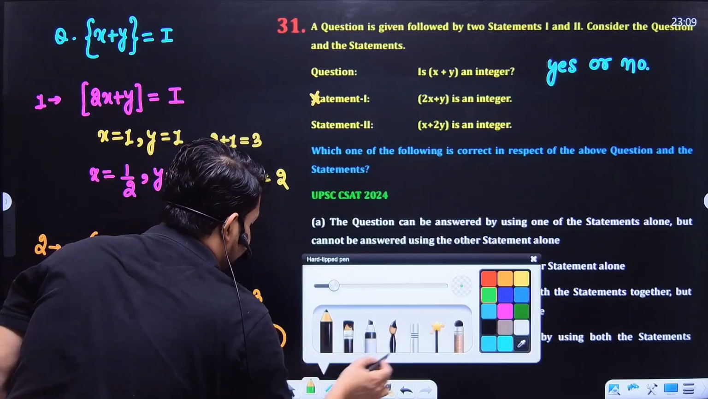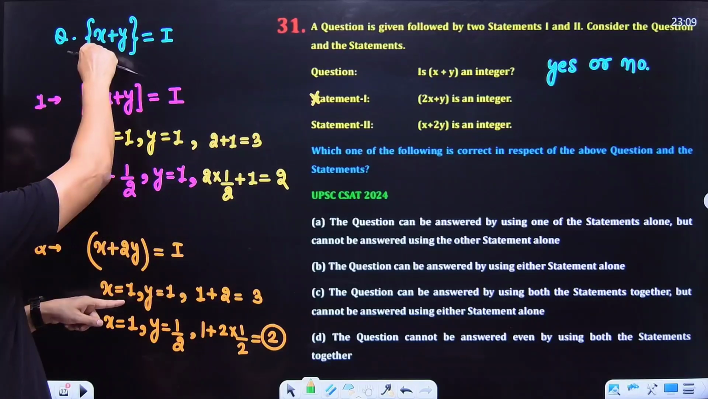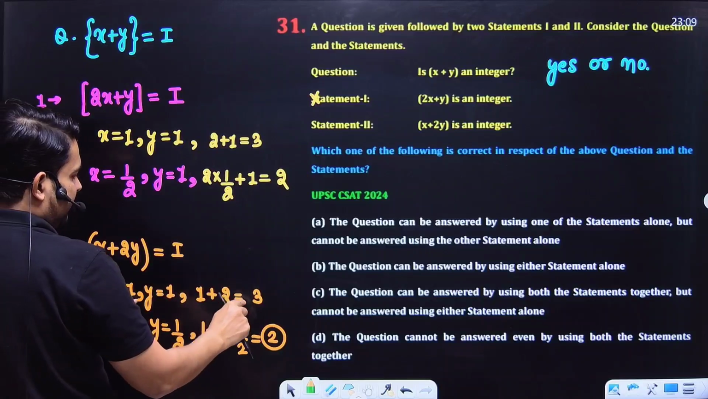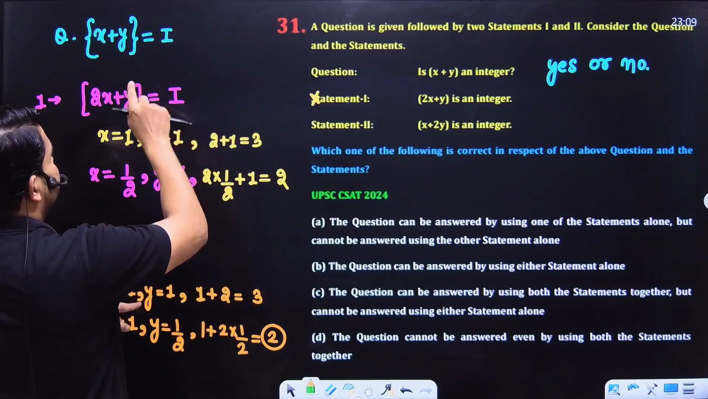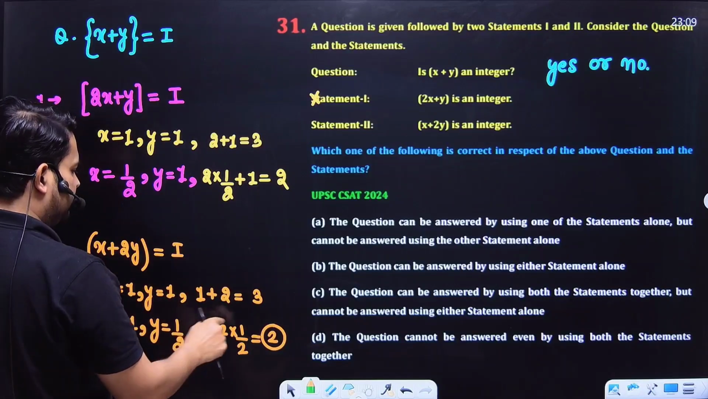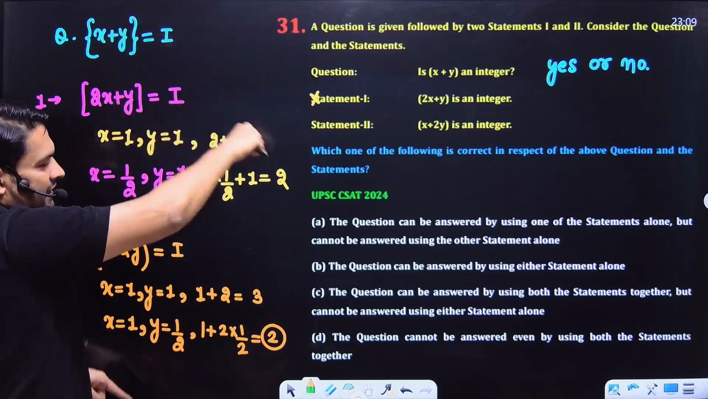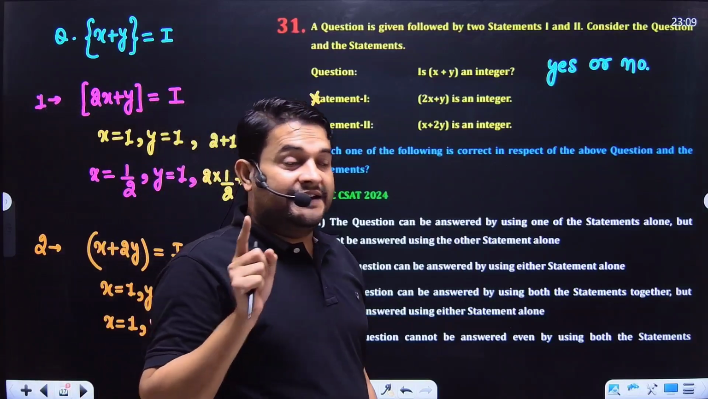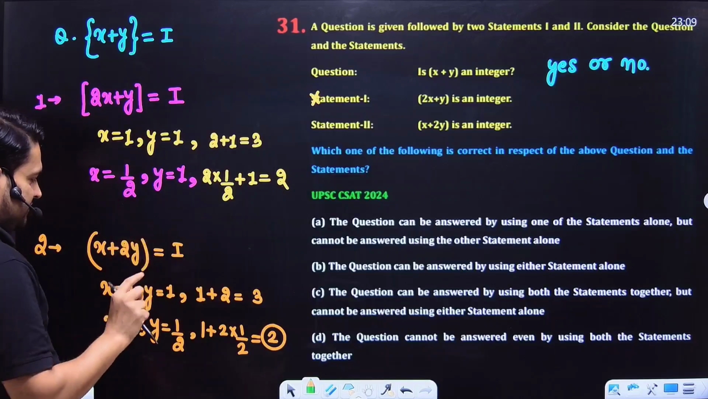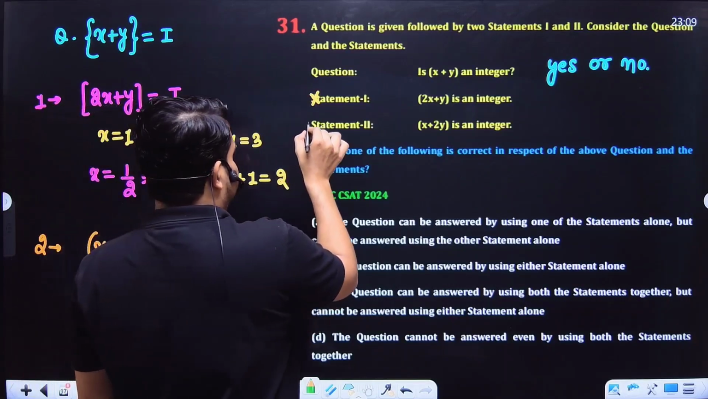See, if I take statement 2 and put x equal to 1, y equal to 1, then x plus y, 1 plus 1, equal to 2, is an integer. So my answer will be yes. But if I take x equal to 1, y equal to 1 by 2, my statement says this is also an integer, but x plus y, 1 plus 1 by 2, equal to 3 by 2, is not an integer. That means the same statement is giving me two answers, yes and no. So this one also fails.